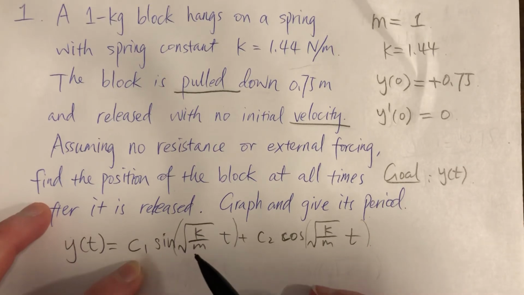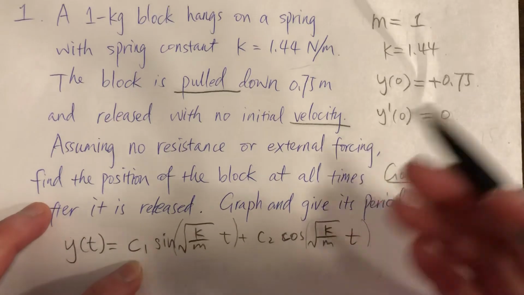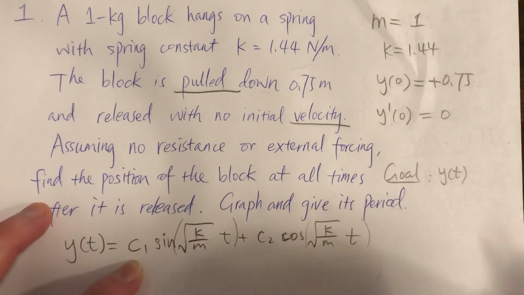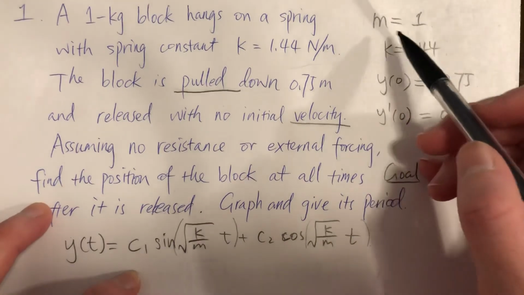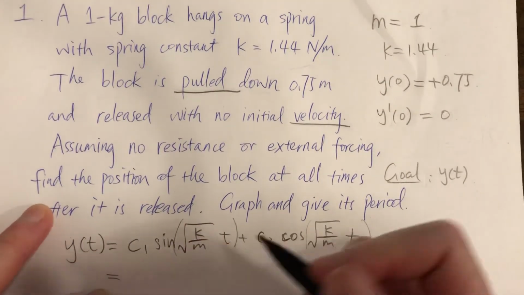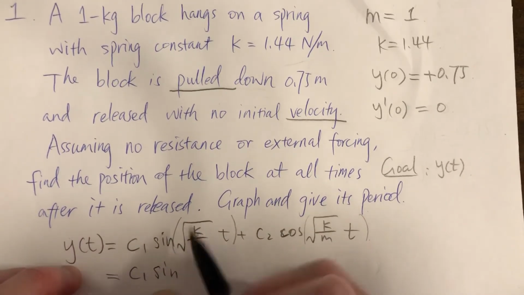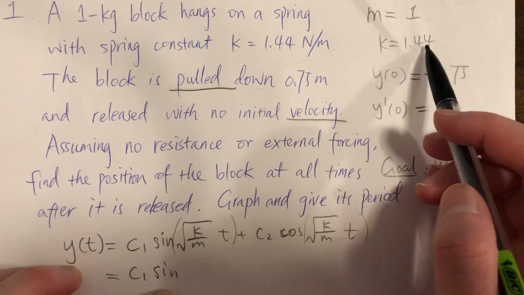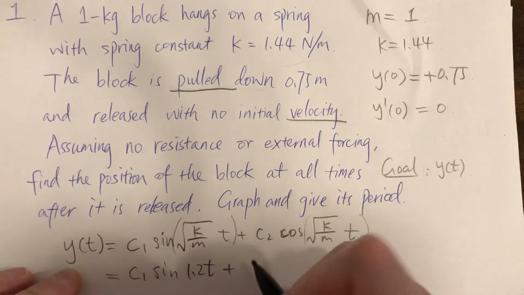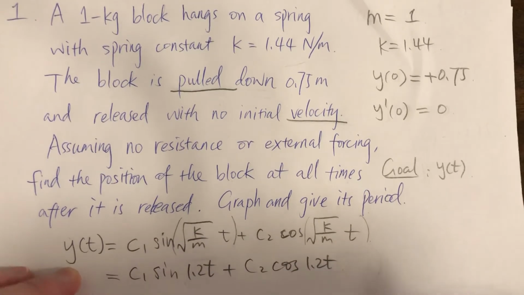But if you just think about K and M as constants in the derivation, it's a very standard thing. And I already listed all the values you need. So it will be C1 sine of the square root of 1.44, which is 1.2, so this is also 1.2t.